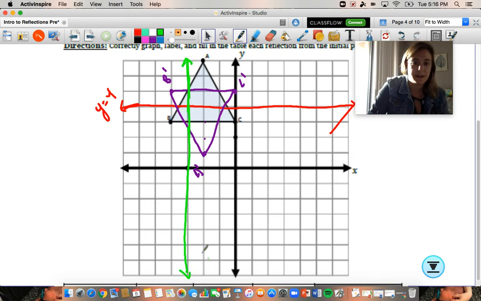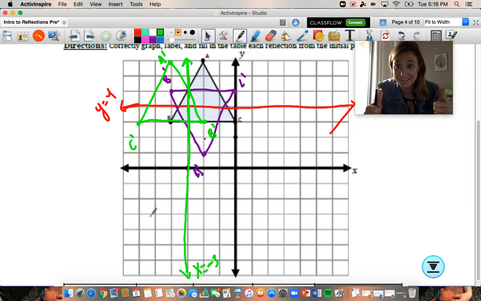X equals -3, this is the line x equals -3. And again, you'll count the distance. We're not coming up with a rule for these. 1 away, 1 away. This will be B prime. 1, 2, 3. 1, 2, 3. C prime. 1, 1. A prime. And this would be the result. This would be the image of pre-image ABC reflected over the line x equals -3.